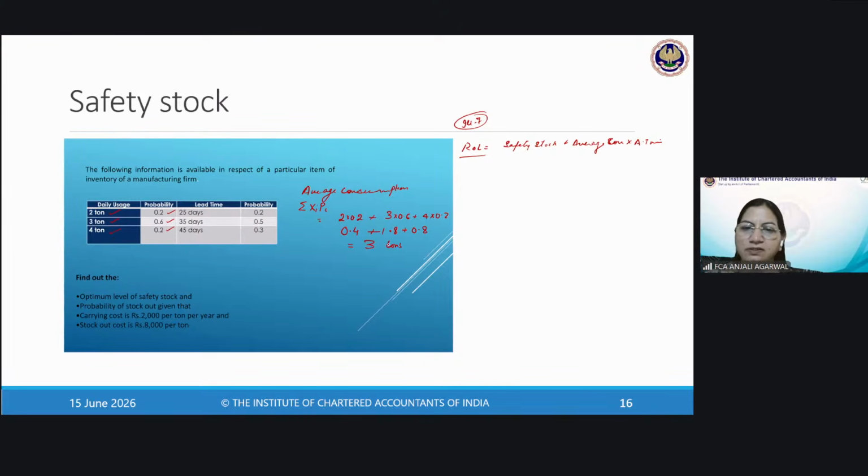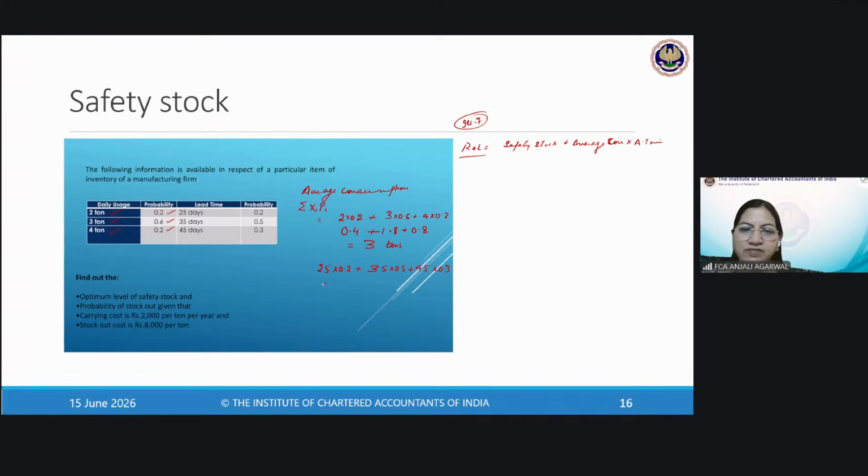Three tons comes out to be the average consumption. Similarly, average time is 25 into 0.2 plus 35 into 0.5 and 45 into 0.3. We got this as 3 tons because 2 and 4 are exactly 0.2, 0.2. But here it is 0.2 and 0.3, so you might get a different answer than 35 days.